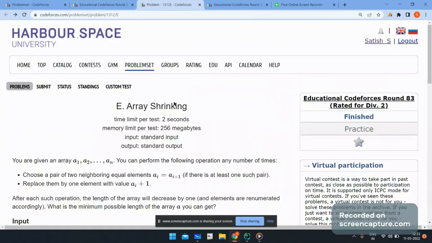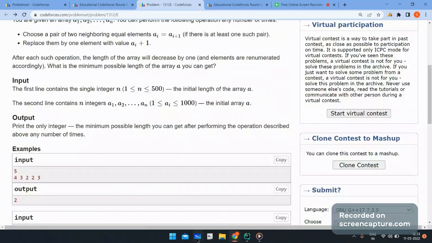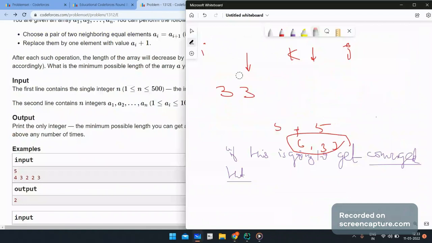Let's discuss a problem on dynamic arrays. This is a very good problem, array shrinking. In this problem, what we are going to solve, I'll just explain again because the recording got corrupted.